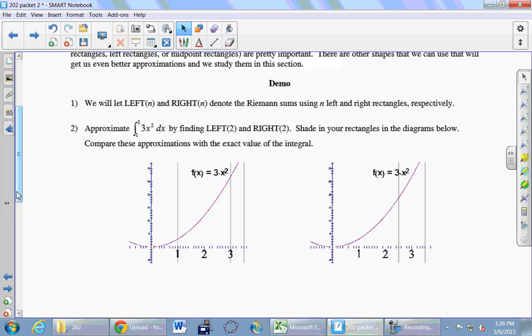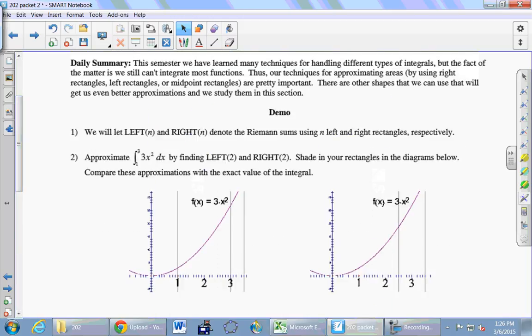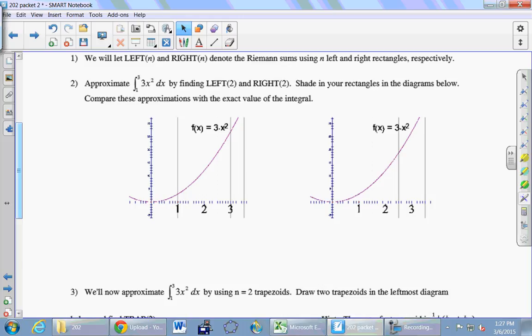So let's try number two here. It says approximate this integral, 3x squared dx between 1 and 3. Okay, so this is something we can do by hand directly, right? It's easy for us to find an antiderivative, but let's put that on hold and just use rectangles. So we're going to do left of 2 and right of 2. So let's take a look at our picture here. So there's the function 3x squared. What does the 2 represent?